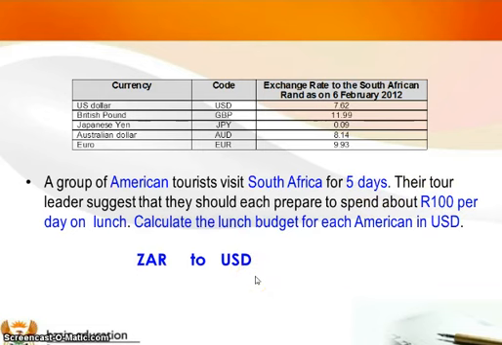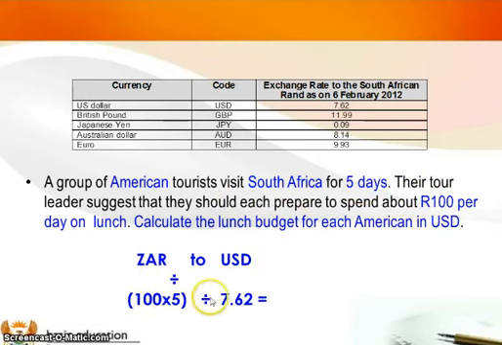So the previous calculation, you saw that when you convert a foreign currency into rand, you use the multiplication formula. But in this case, you are going to convert South African rand into a foreign currency. South African rand into any foreign currency, you use the division formula. Okay, so in this case, we're going to have to convert the 100 rand over the 5 days, which is going to give you 500 rand. Can you see the 100 rand times 5?